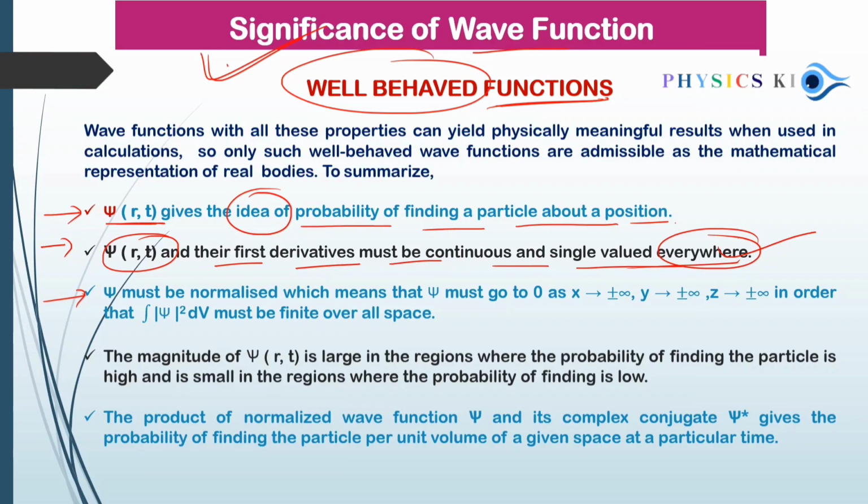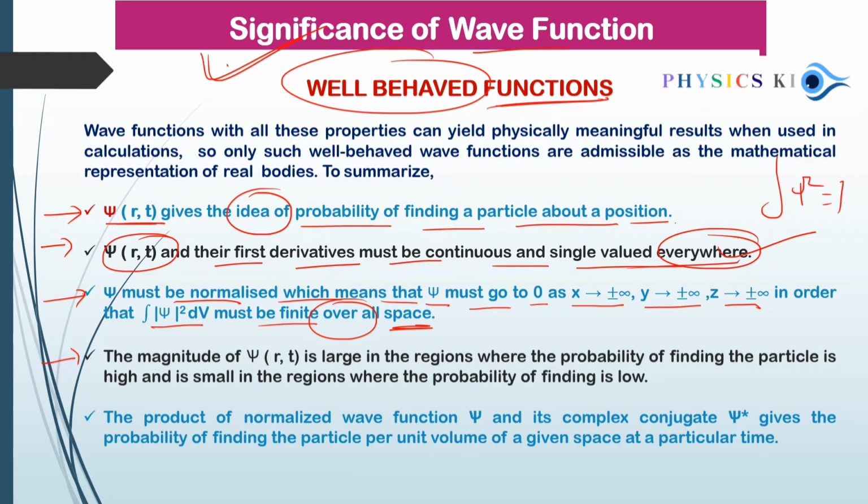Third, psi must be normalized. That means psi must go to 0 as x is equal to infinity, y is equal to infinity, and z is equal to infinity. And the integration of psi square must be finite over all space. You already know the integration of psi square is equal to 1. So this is your third point.